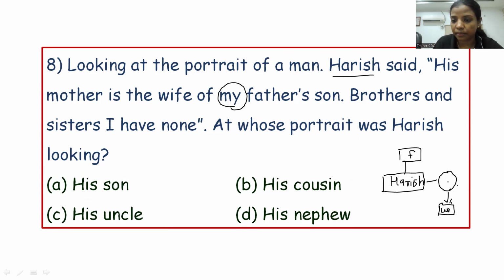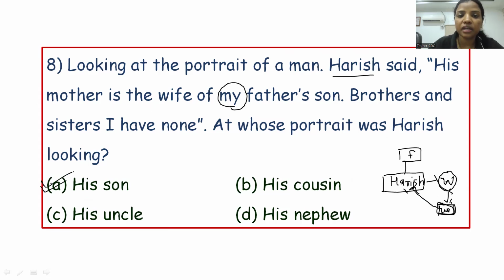Brothers and sisters, I have none. So Harish doesn't have a brother or sister, right? So father's son, wife of my father's son, his mother. Correct. Yes. So this is the wife of Harish, and the portrait person's mother is Harish's wife, right? So at whose portrait was Harish looking? So the portrait man is nothing but the son of Harish, right? So yeah, here we have the option his son.